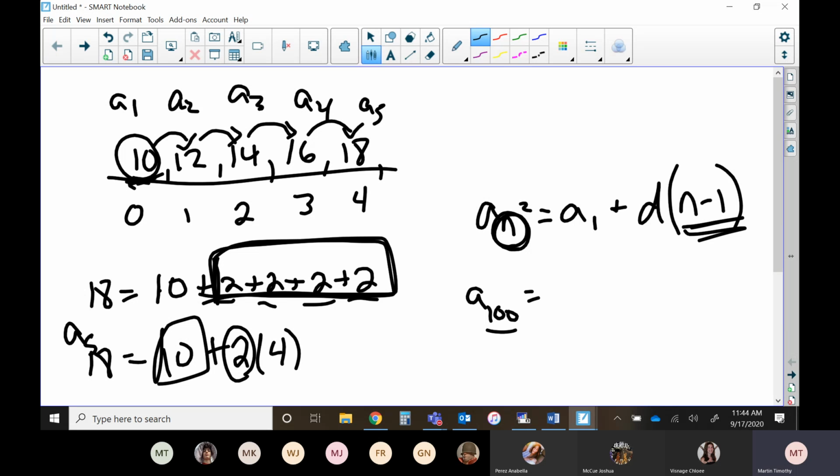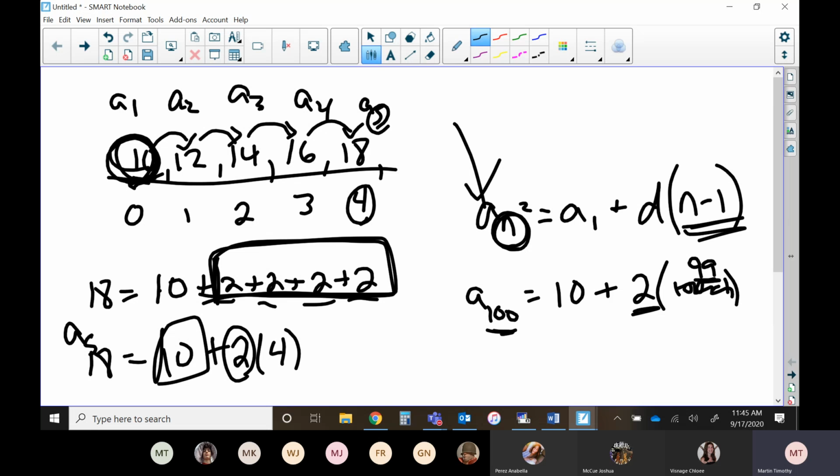What is A1? A1 is 10. Plus, what's the common difference? 2. And I'm going to multiply 2 by n minus 1. So I can do 100 minus 1, which is 99. The reason I'm doing that is because, like we said, the first term doesn't get a common difference. If you look, this is A5. It only got 4 common differences added to get to it. So the 100th term is only going to have 99 common differences added to it, because the first one doesn't get a common difference.